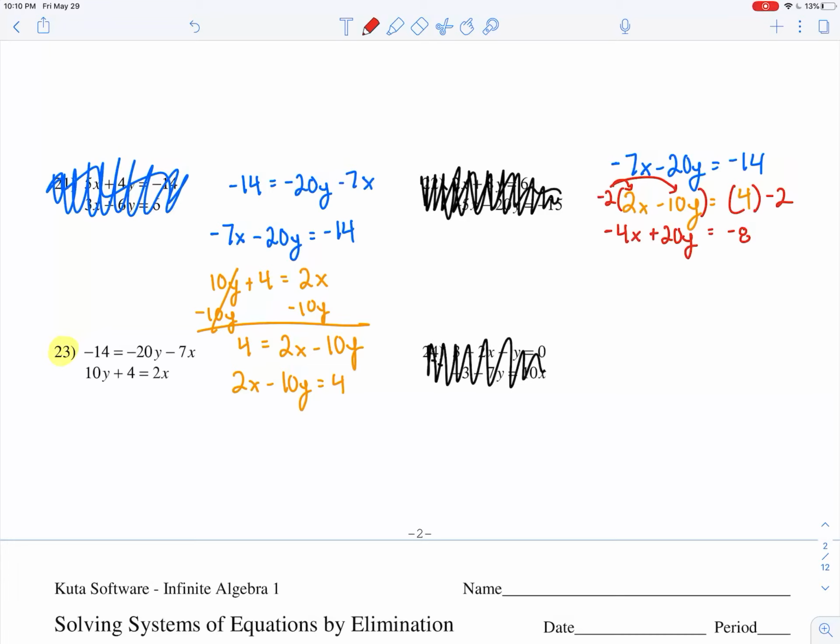Okay, whew, that was a little bit of a long process to get to this, but so far so good. So now I have my two equations. Let me rewrite it once more.